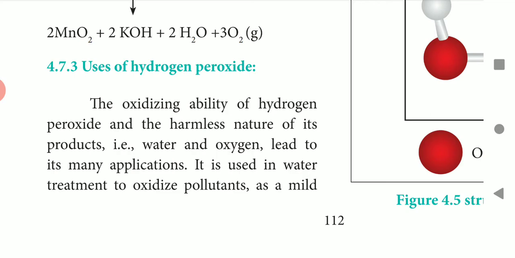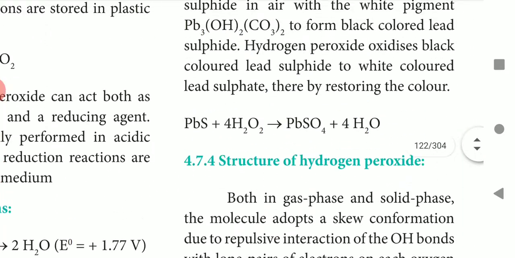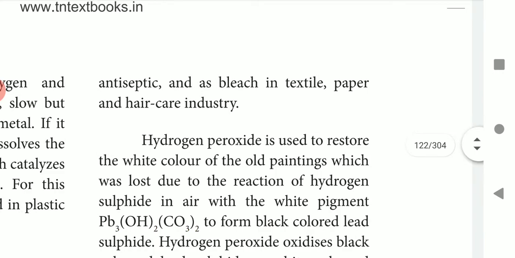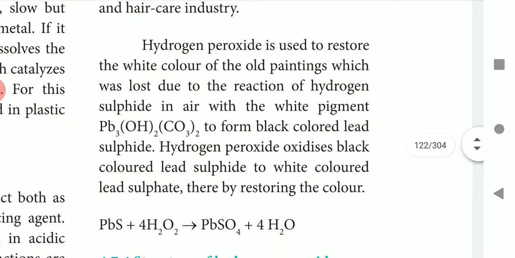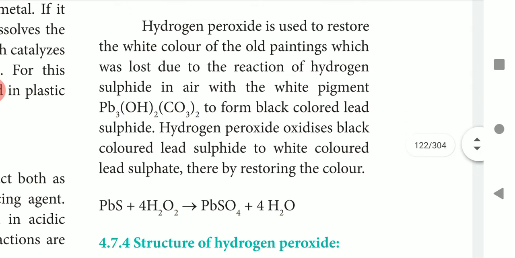lead to its many applications. It is used in water treatment to oxidize pollutants, as a mild antiseptic, and as a bleach in the textile, paper and hair care industries. Hydrogen peroxide is used to restore the white color of old paintings, which is lost due to the reaction of H2S in air with the white pigment, lead hydroxycarbonate, to form black colored lead sulfide.